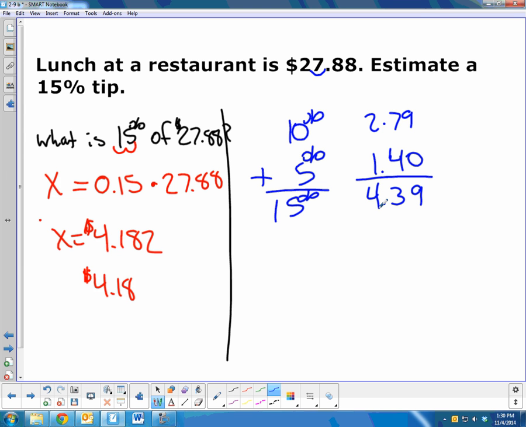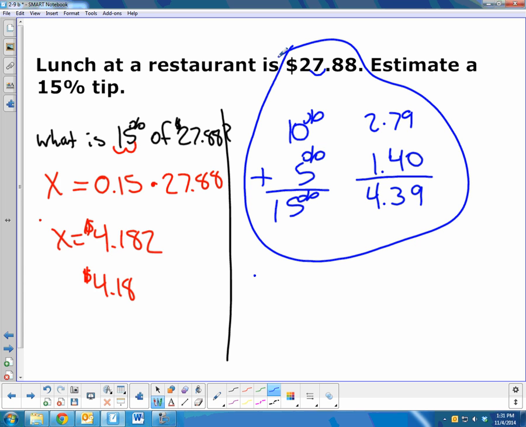$4.19. Yeah. And so we're really close, $4.18, $4.19, but you're estimating a little bit. We rounded twice in this problem with the estimating side, once to get the $2.79, once to get the $1.40, and that rounding gave us a slightly higher answer. So rounding is going to give you slightly different answers, but it is fairly close, and it is a way to do it in your head.